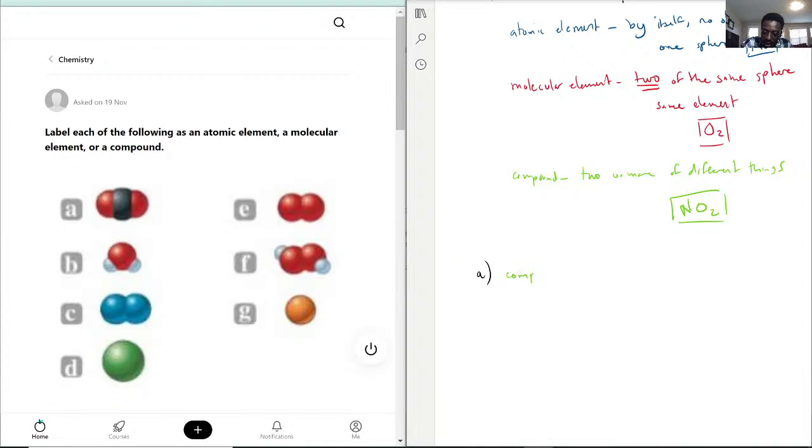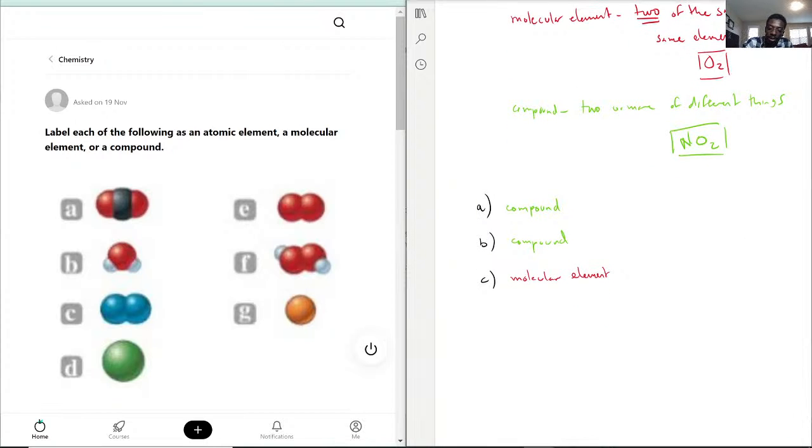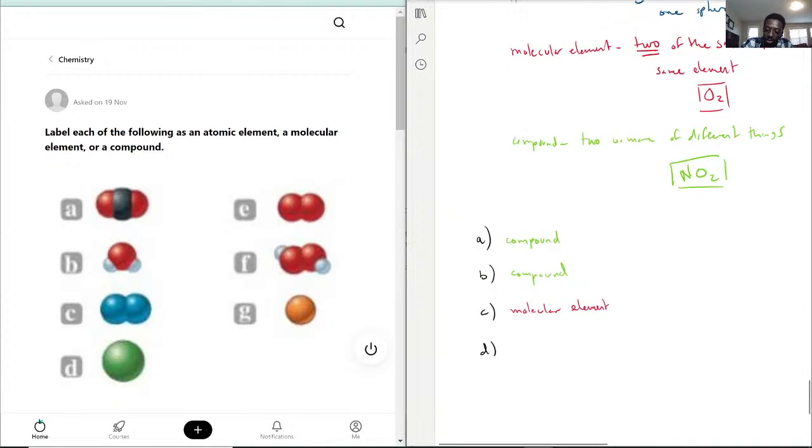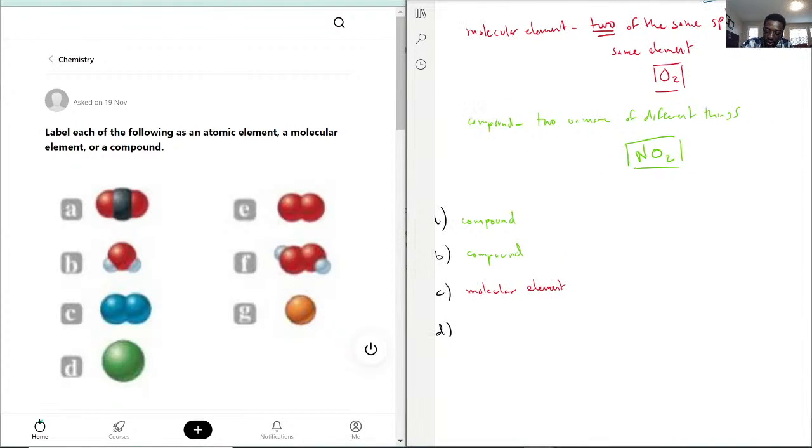Gosh, oof, can't even write compound down. And now B, same process. We have two little, it seems like light blue or white, and one red. So different things again. This will also be a compound. Okay. C. Now we have two of the same color. So this is actually a molecular element because we have two blues, two of the same spheres. D, as you probably guessed, just one sphere by itself is going to be an atomic element.